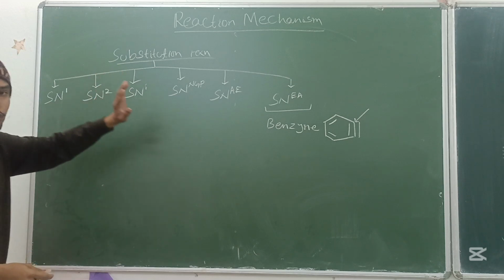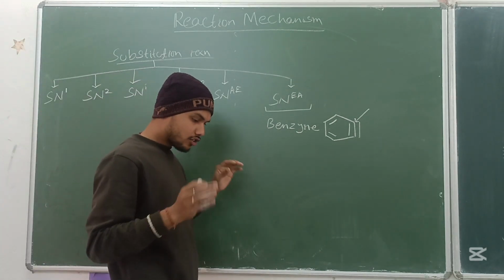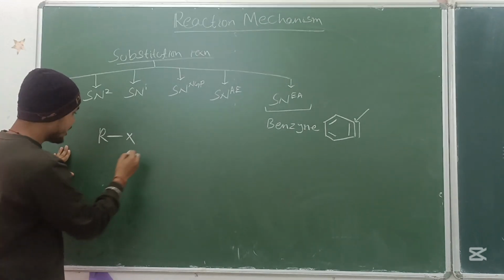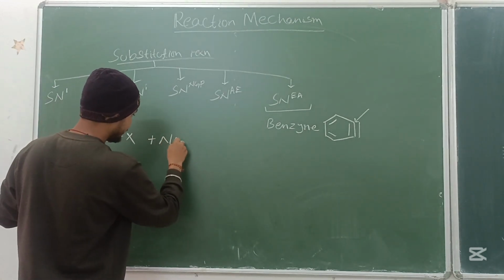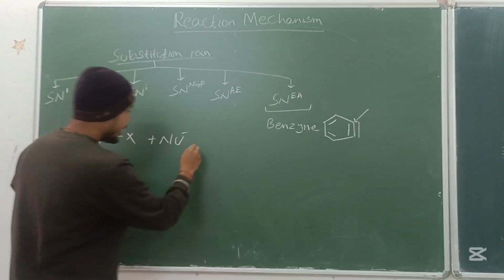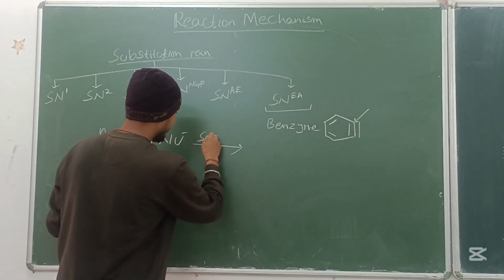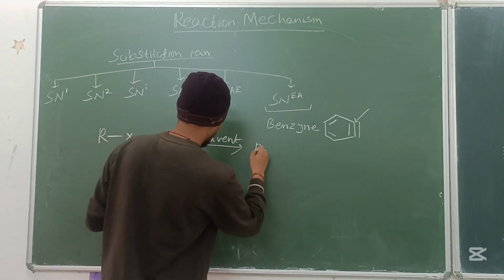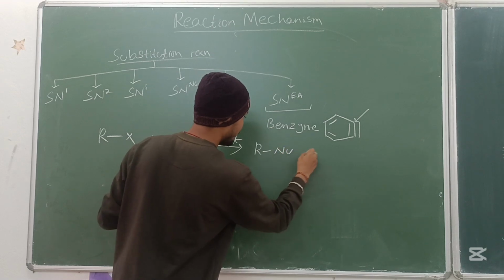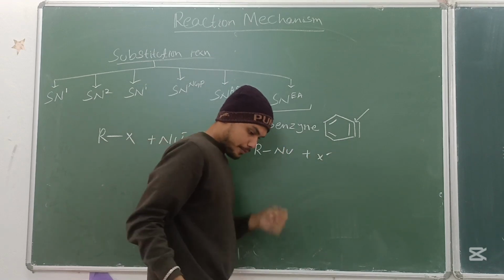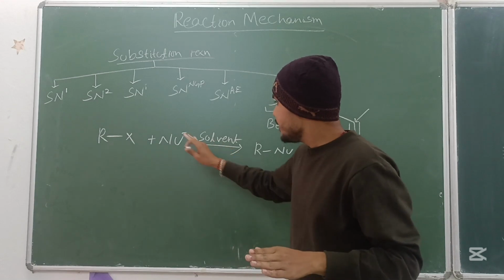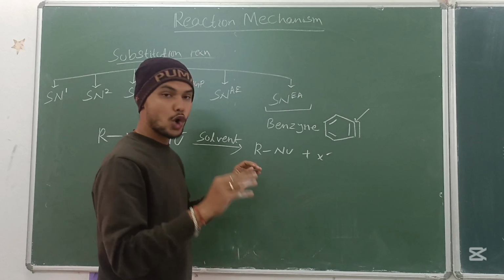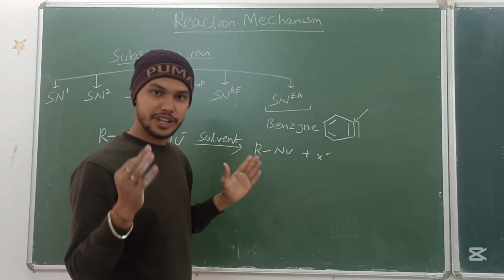So substitution reaction. That means in the substitution reaction, one substrate is present. This is RX, and a nucleophile will come. Then a solvent medium is needed, and a product and leaving group will form. So why is a solvent given in a reaction? A solvent is given in a reaction to make the reaction more feasible.